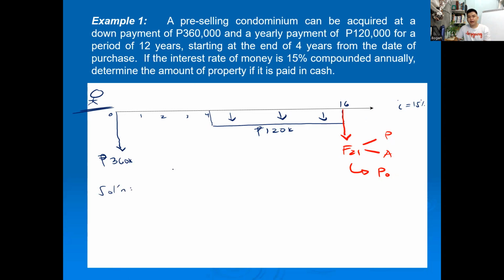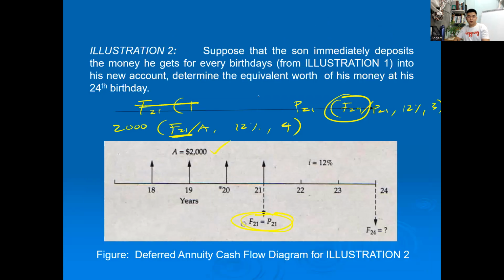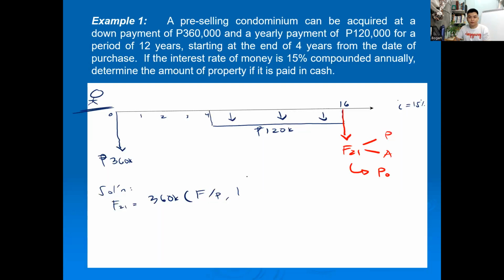From 360K, napakadali. That will be finding F21 given 360K, finding F given P for the next 16 years. Paano nga bang arrangement mo? 12% pa naman yung interest rate mo. That will be for the next 16 years.